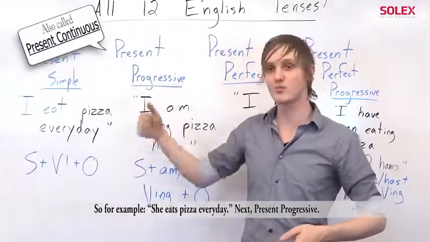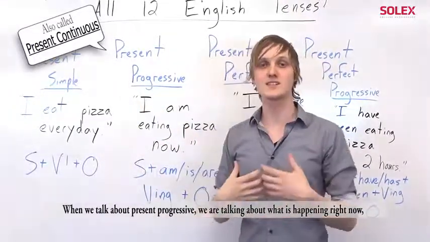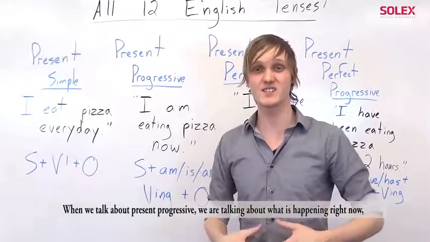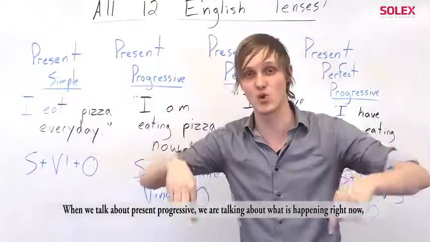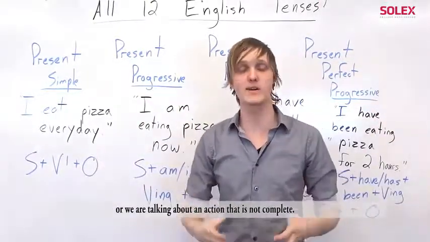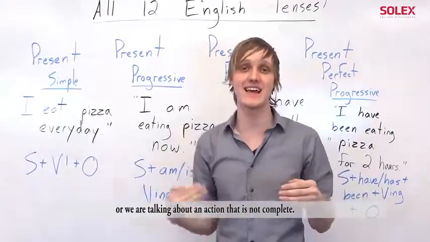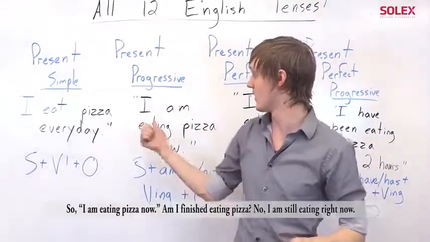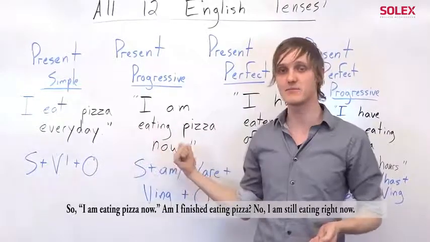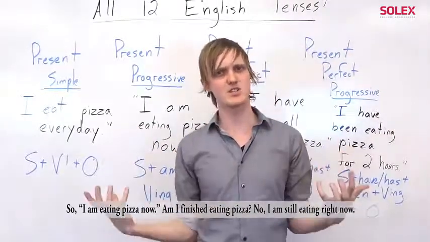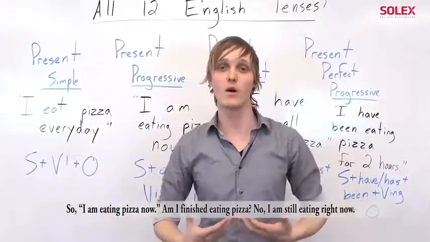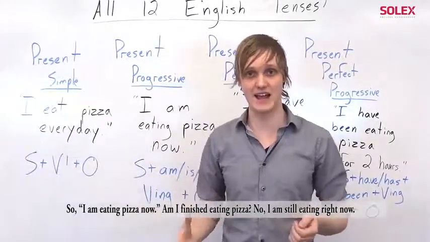Next, present progressive. When we talk about present progressive, we are talking about what is happening right now. Or we're talking about an action that is not complete. So, I am eating pizza now. Am I finished eating pizza? No, I am still eating right now.